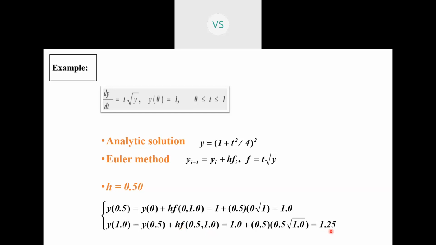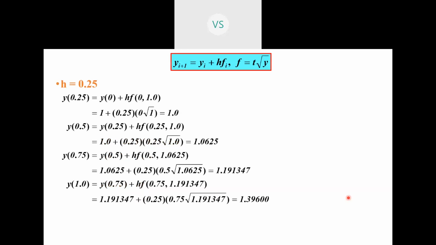Okay, in this way we have obtained the values of y at different values of t starting from 0 to 1. Here the increment is taken as 0.50. Now if we consider the increment as 0.25, you can see over here.